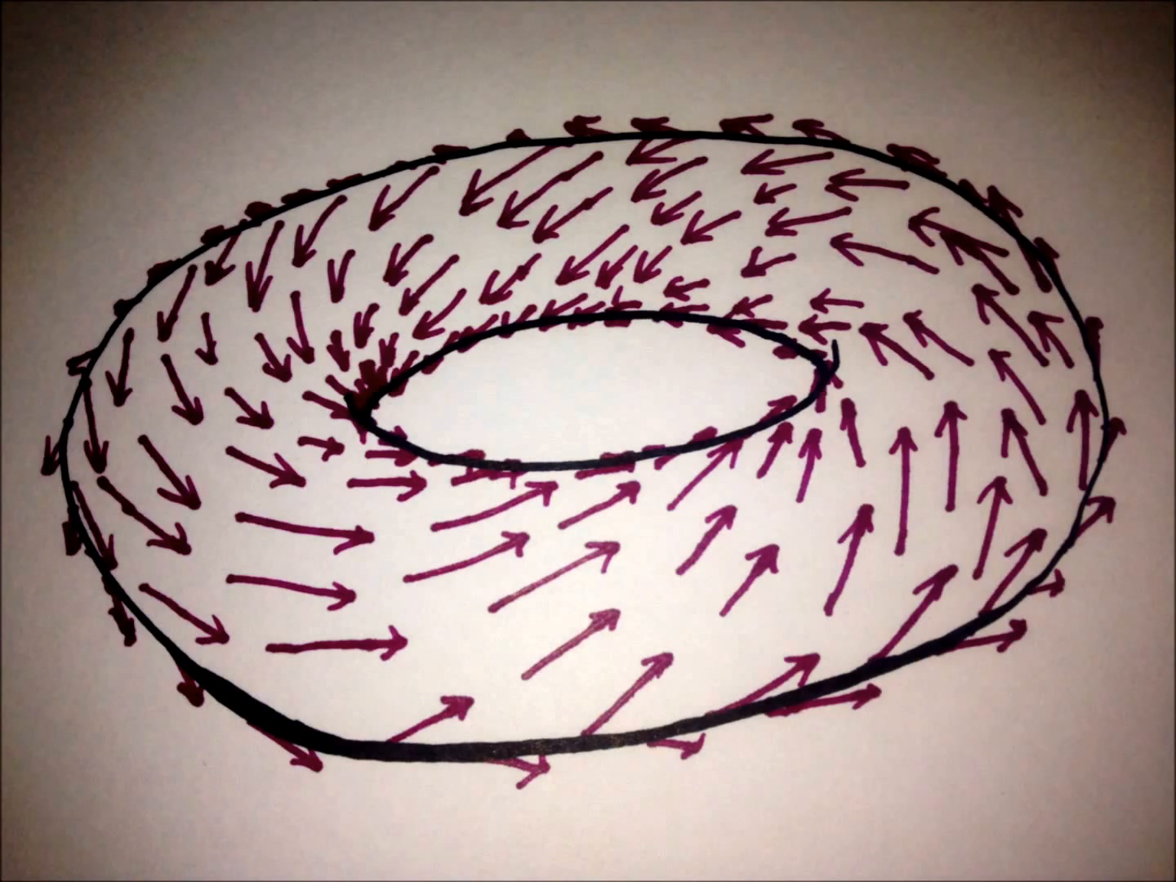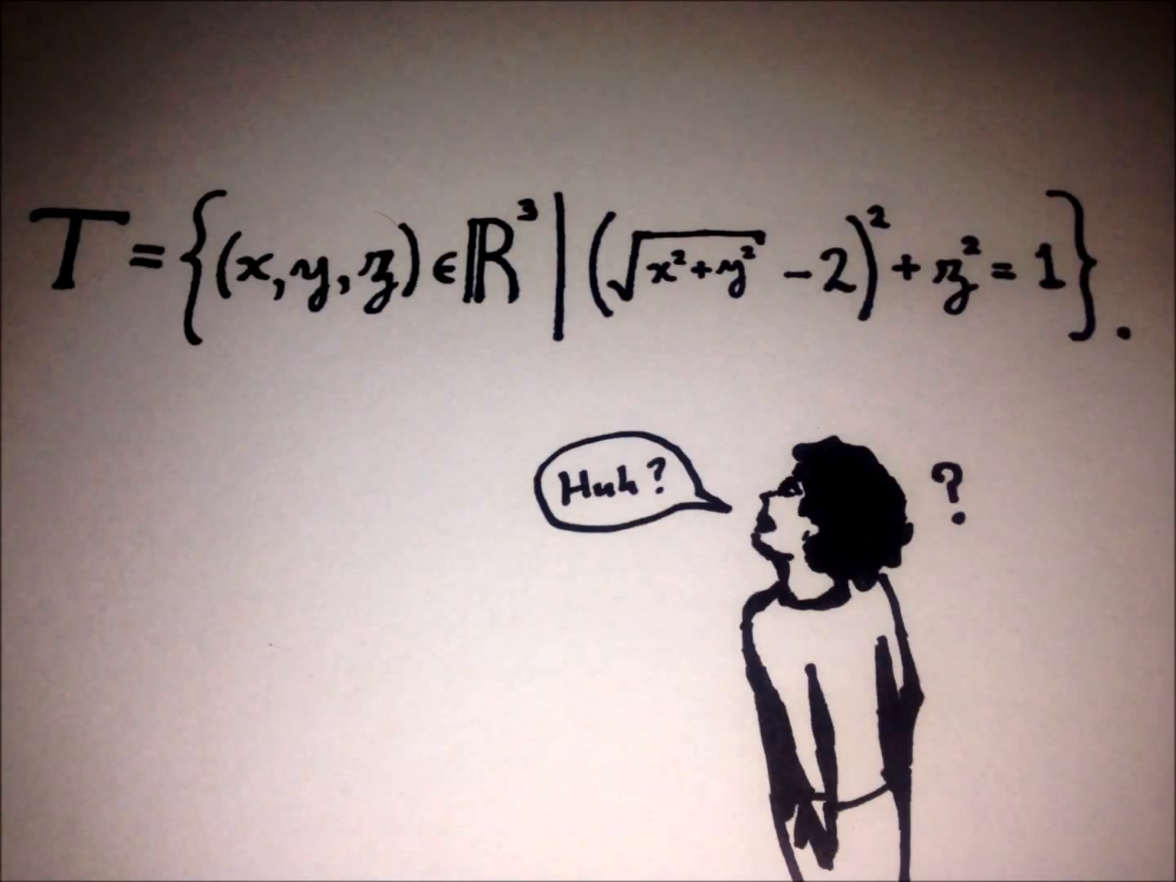You can describe a torus mathematically in many different ways. You can think of it as a subset of R3, all the points in space whose xyz coordinates make a certain equation true. At first glance, the equation might look like nonsense, though, so let's think about how else we could describe a torus in space.